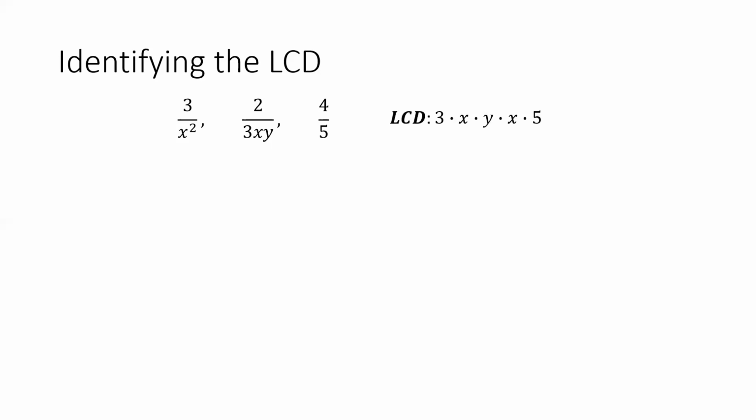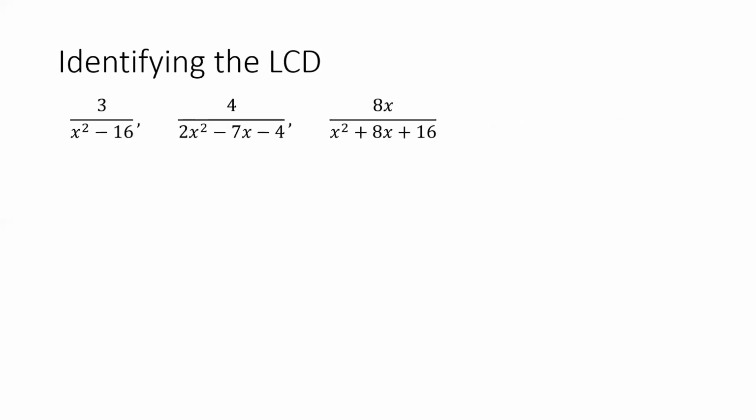So my least common multiple of my numbers is 15. x squared is my highest x power, and just a single y, or y to the first.